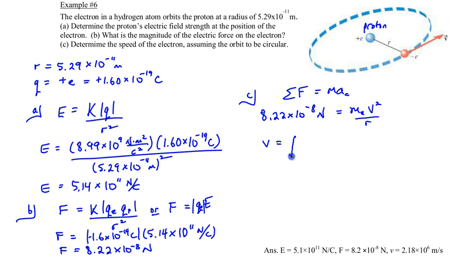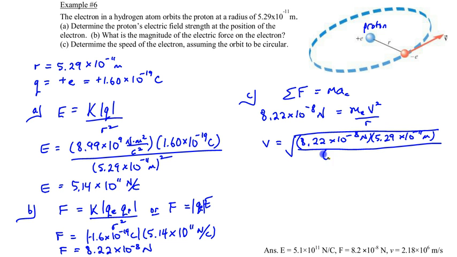So the velocity is the square root of 8.22 times 10 to the power negative 8 newtons, that's the force, multiplied by the radius of orbit, which is 5.29 times 10 to the power negative 11 meters, and then divided by the mass of an electron, which, hopefully you recall, is 9.11 times 10 to the power negative 31 kilograms. Put that into your calculator, and you'll get a rather fast velocity of 2.18 times 10 to the power of 6 meters per second. And that's it for this example.